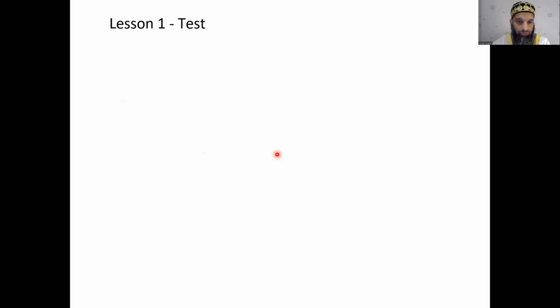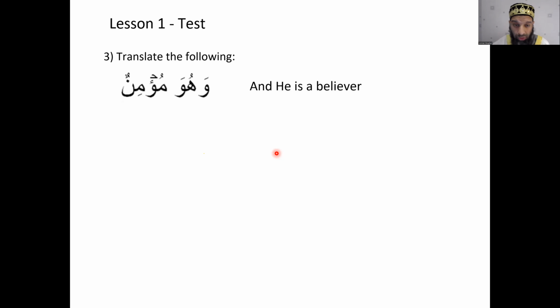Next one, translate the following. And this is the whole reason we're doing this, okay? Wahuwa mu'minun. Because we haven't done the word mu'minun, you weren't tested on that. All the answers were a believer, a believer, a believer. And she's a believer, and he is a believer.